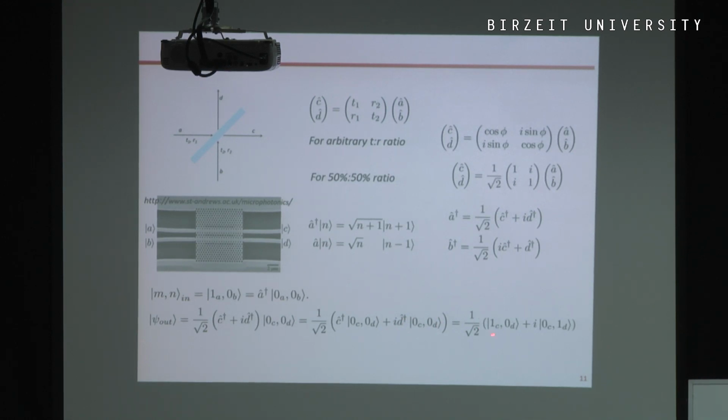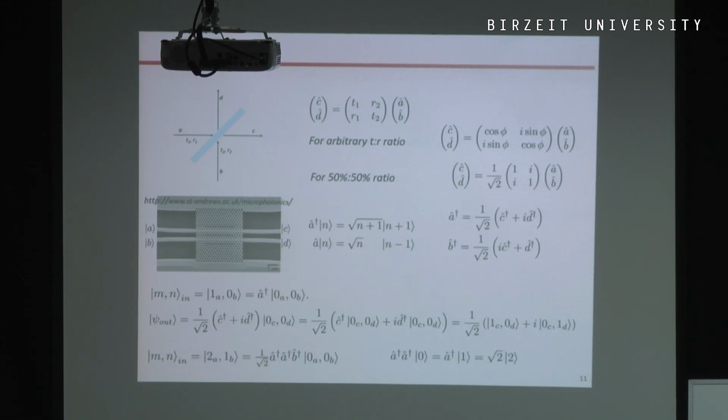And what I get, I had a photon from the first expression, I get a photon in arm C. And from the second expression, I have a photon in arm D. So I reproduced what we already thought. There is equal chance that the photon will go into one arm or another.